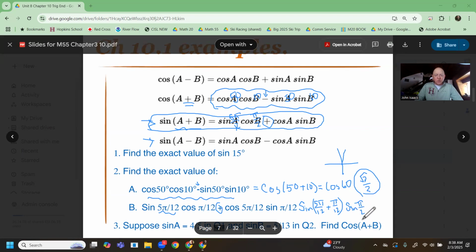Sine of pi over 2, and we're using these equations backwards, basically, or backwards from number 1. Sine of pi over 2 is, let's see, top of the circle, so that's equal to 1. There we go. All right, so that's those two.